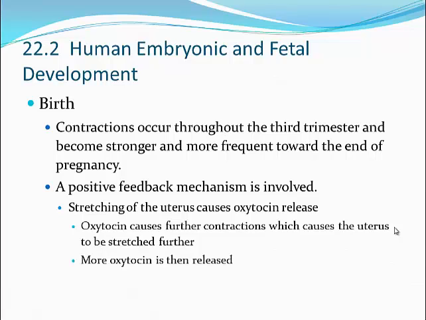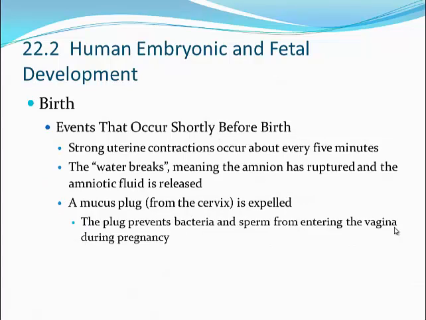A positive feedback mechanism is involved. During this process, the stretching of the uterus causes oxytocin, a hormone, to be released from the pituitary gland. Oxytocin causes further contractions, which causes the uterus to be stretched further. More oxytocin is then released.